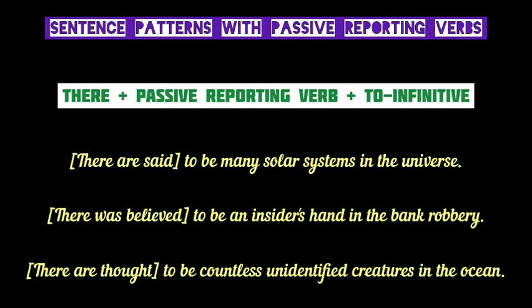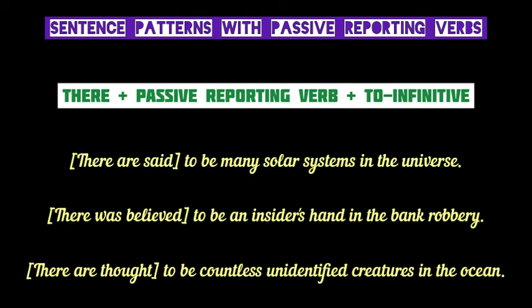There are thought to be countless unidentified creatures in the ocean. Here too, the passive reporting verb are thought is used as a distancing expression. The speaker doesn't know if this thought is reliable, if this fact is true, so he is not subscribing to this thought, but mentioning it as a general belief.